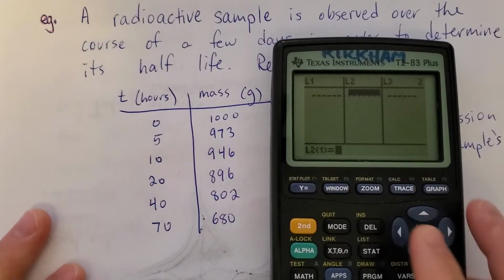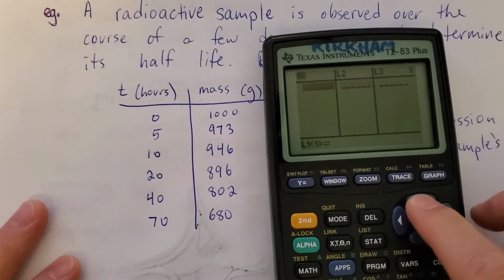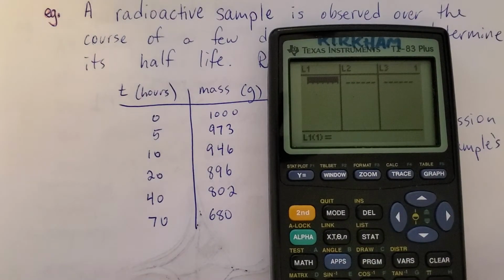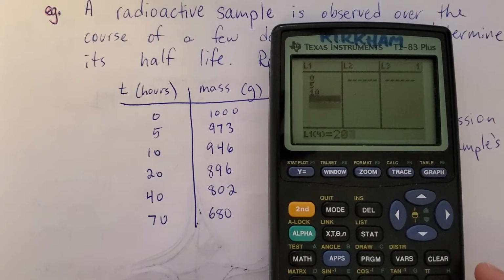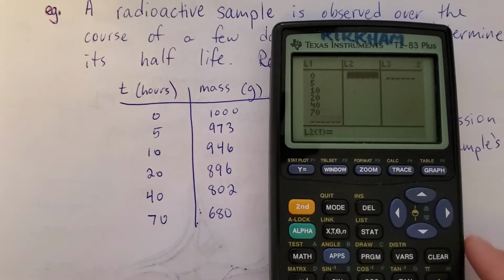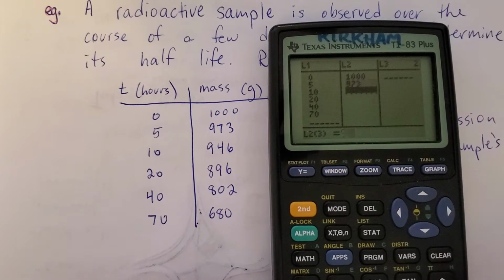So L1 is your X values. That's going to be time. Oops, what's going on here? Okay, we're good. So I'm just going to hammer through these values. And then Y, I put into L2.